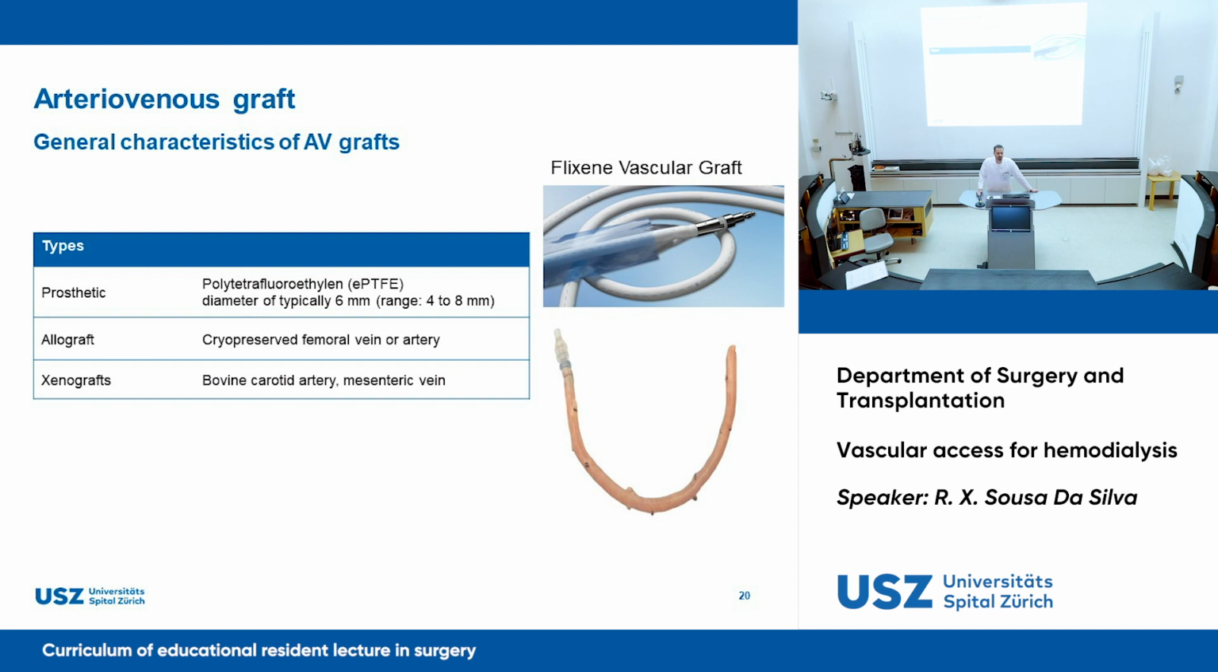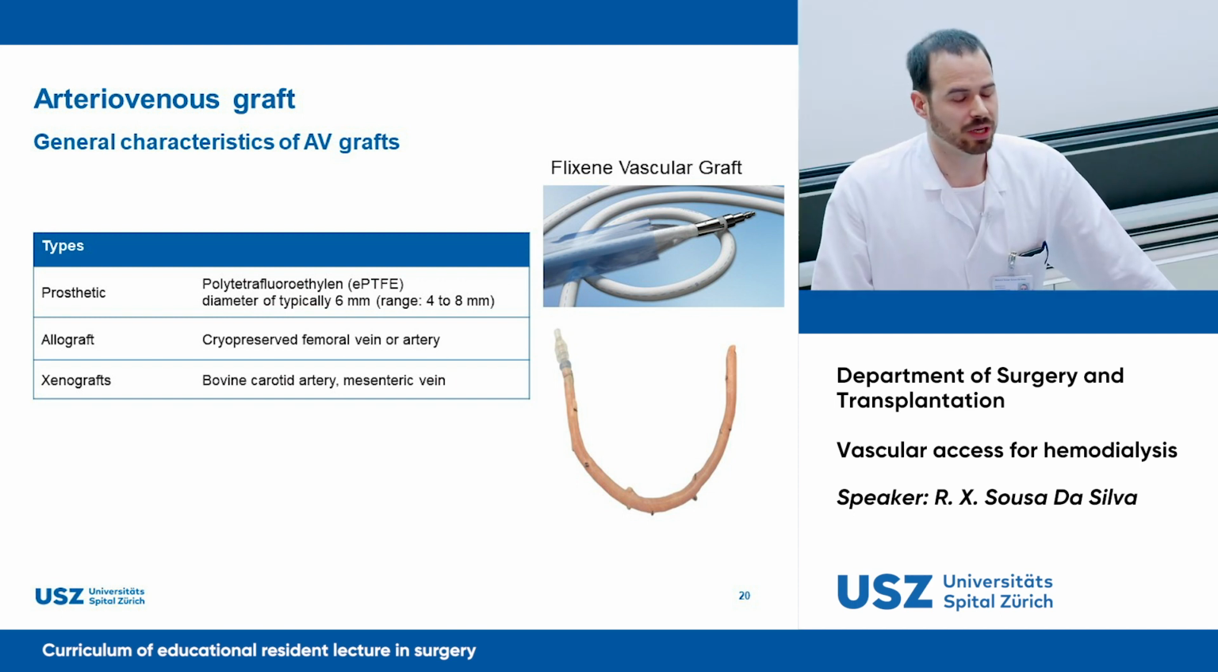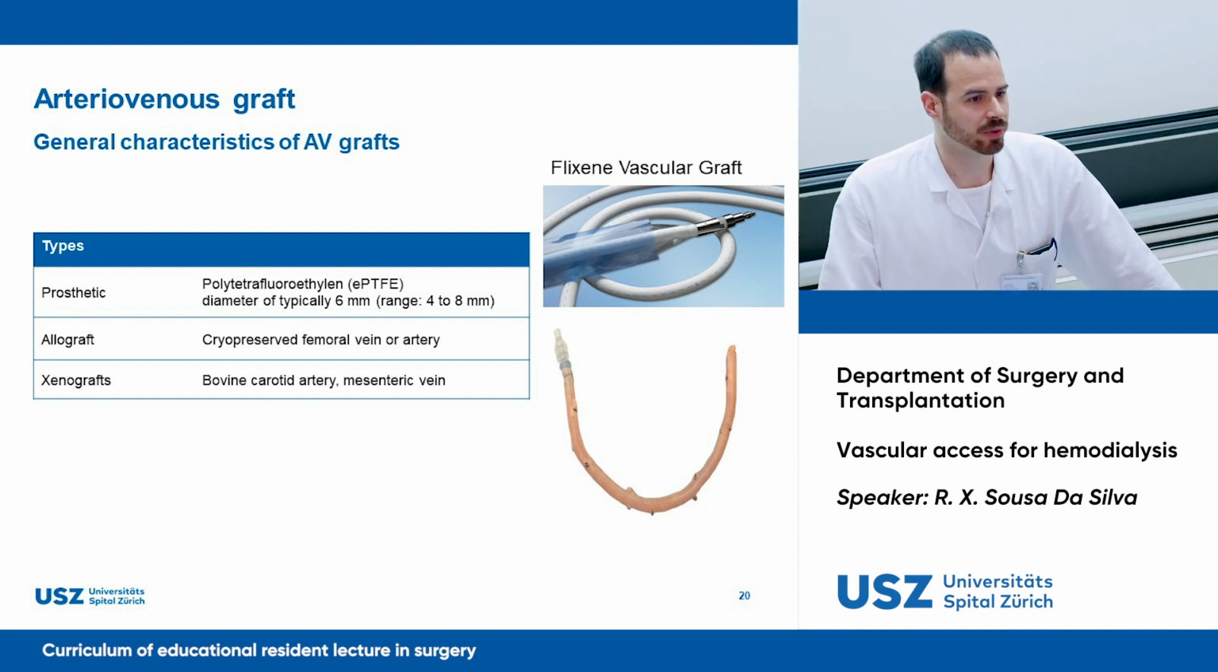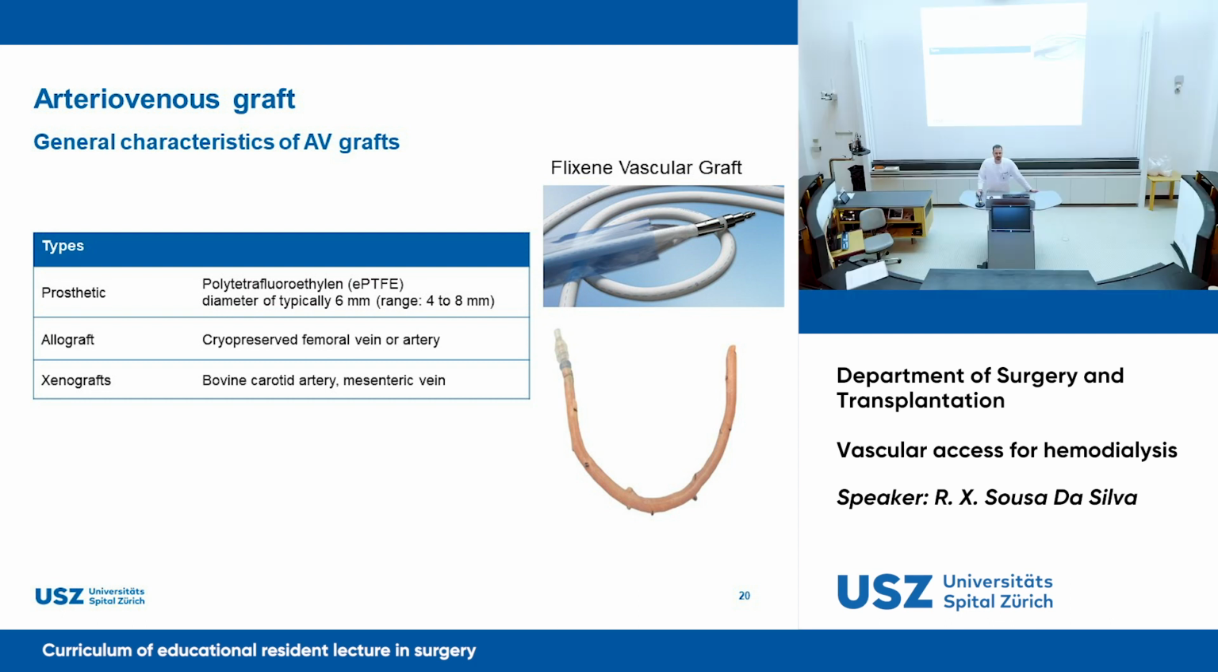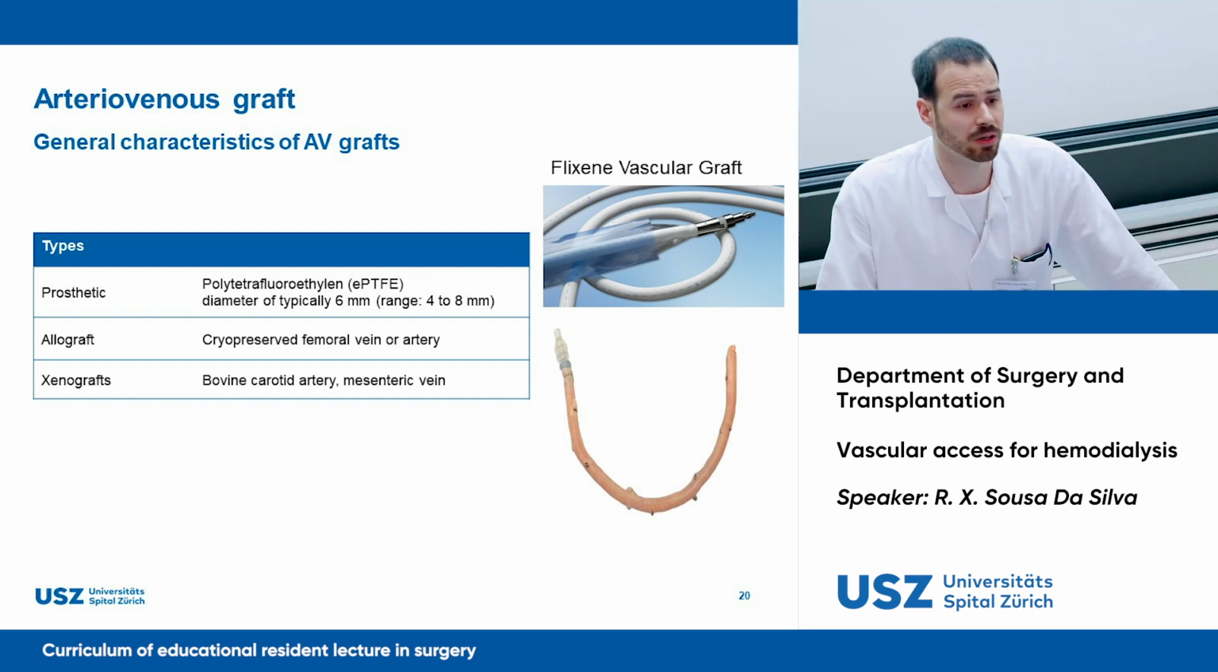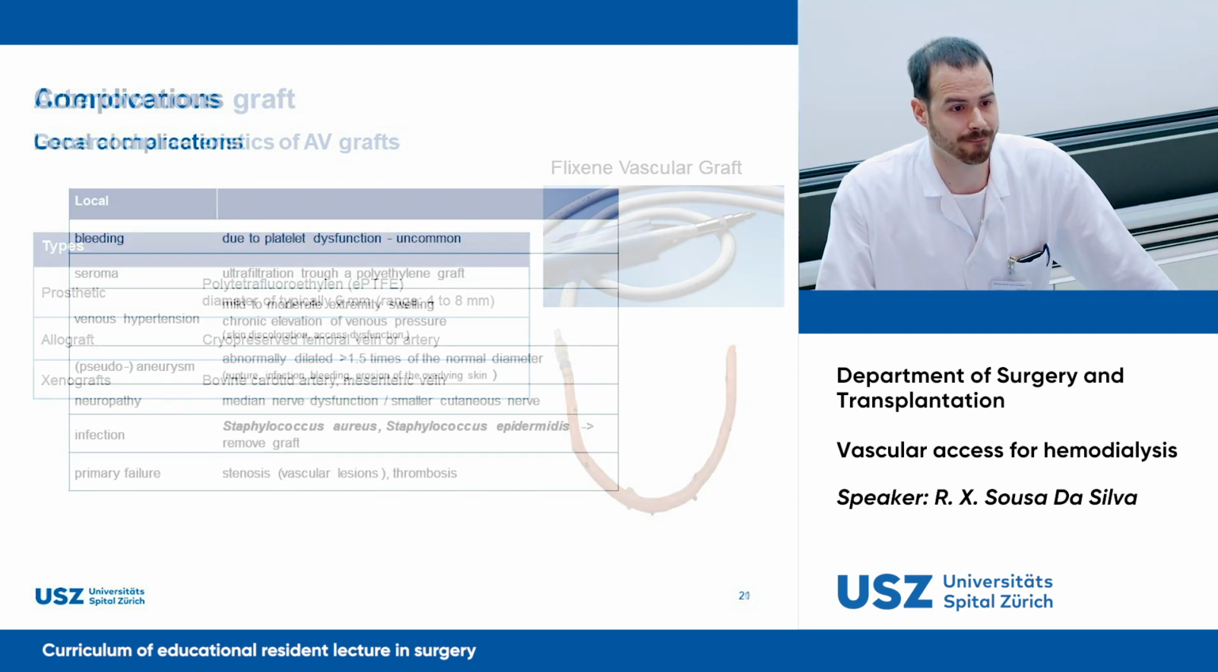For grafts, you can choose out of three materials. Either they are prosthetic, mostly PTFE, polytetrafluoroethylene, or they are allografts, for example cryopreserved femoral vein or artery, or they are xenografts. You can use bovine carotid artery or mesenteric vein.